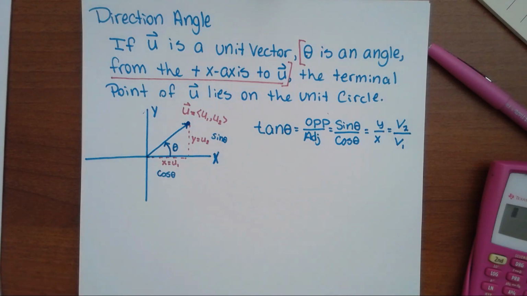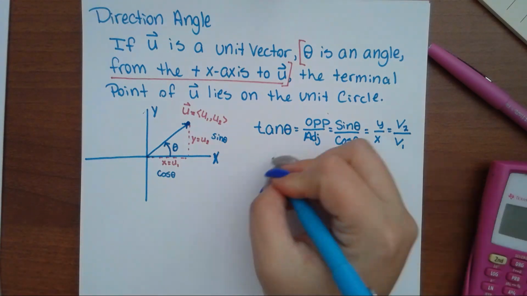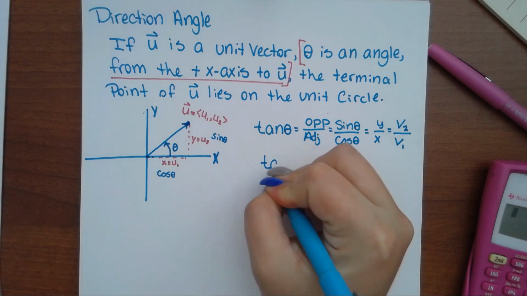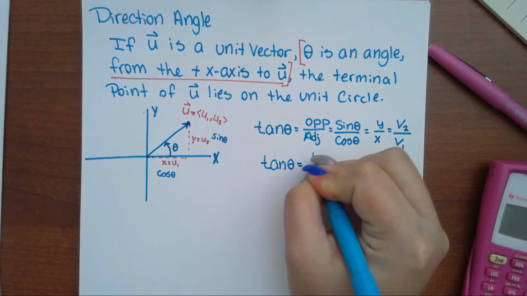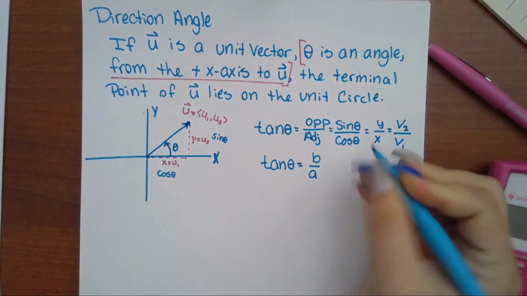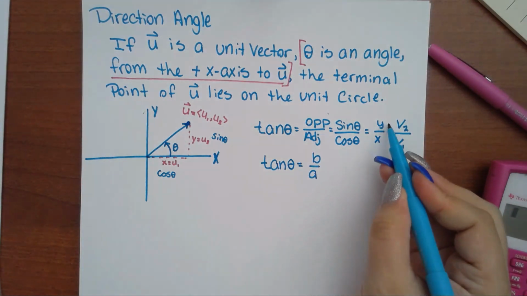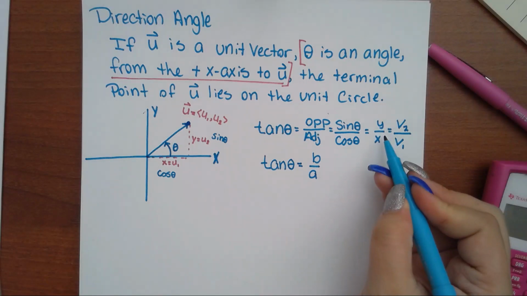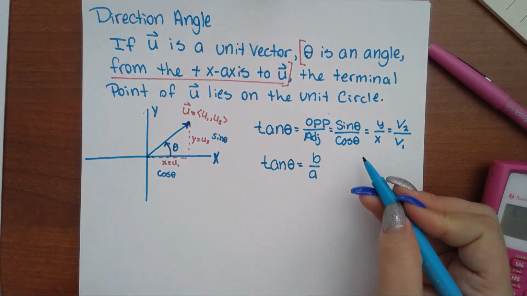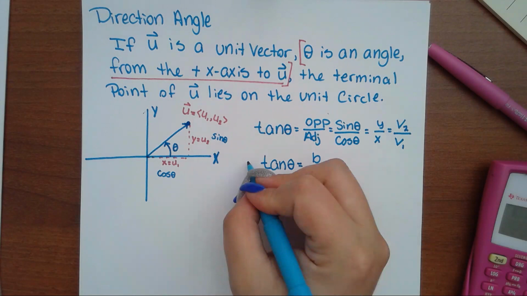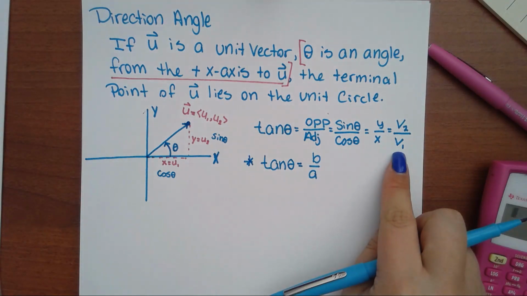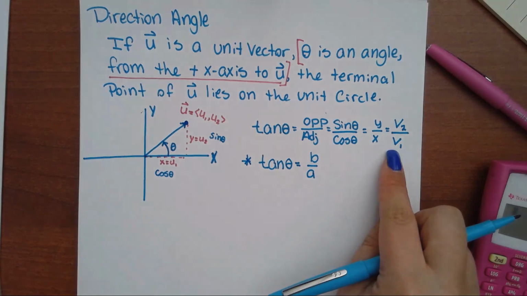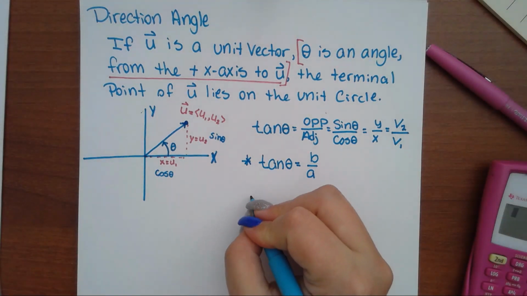Now we do kind of simplify this a little bit. Sometimes you will see tangent theta, and you might see it in MyMathLab, is b over a. A would be the x component and B would be the y component. So that might be the formula that you see a lot of, but it's the same thing as everything up above here.